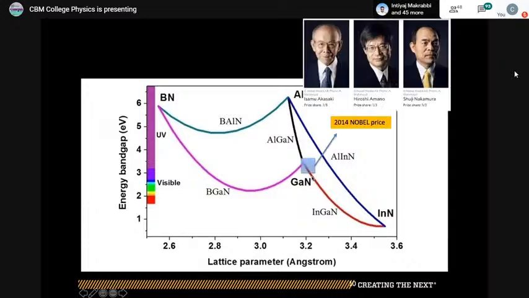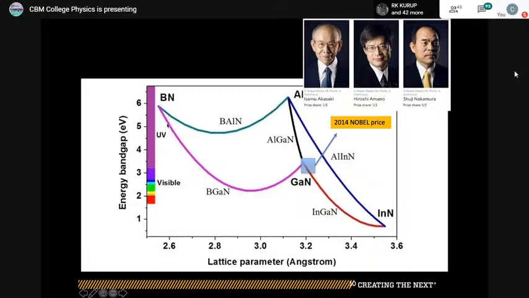That's where these three gentlemen come in. They worked on this small area, which is highlighted with the blue square, and they got the Nobel Prize in 2014 for that. They developed gallium nitride technology and light emission. Shuji Nakamura went further and demonstrated blue light emitting diodes using the gallium nitride that Isamu Akasaki and Hiroshi Amano developed. That's why the Nobel Prize was shared by these three researchers and scientists.